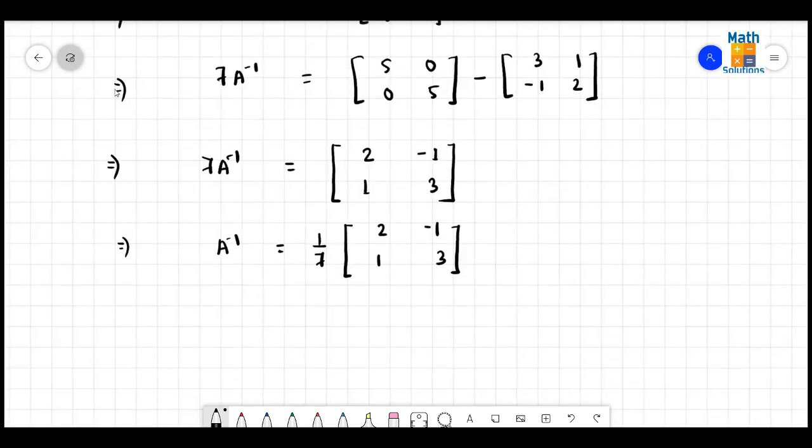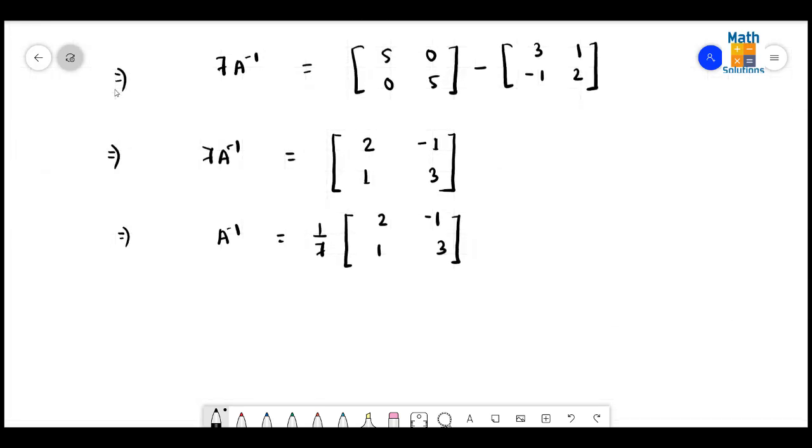If I want, I can carry this scalar term to the inner part of this matrix and write like this: A inverse is equal to, each and every term of this matrix multiplied by 1 by 7, and the result comes like 2 by 7, then minus 1 by 7, then here I get 1 by 7, and this is 3 by 7. So this is the required answer of this question.